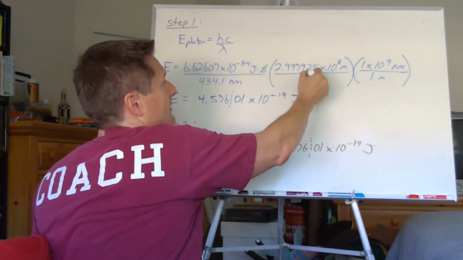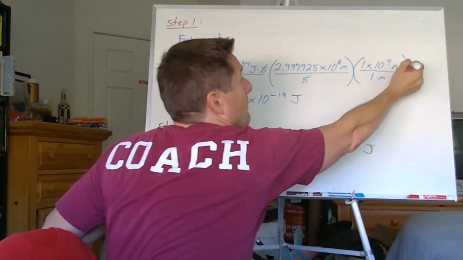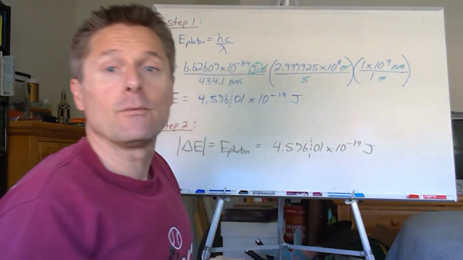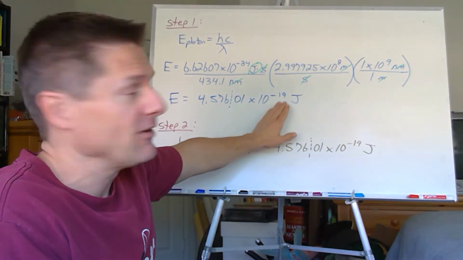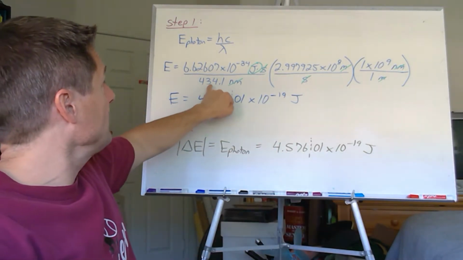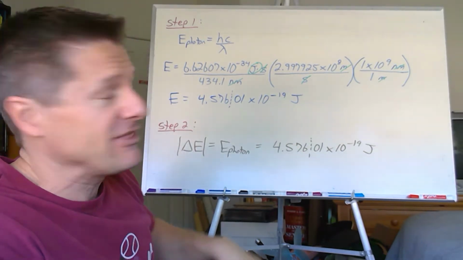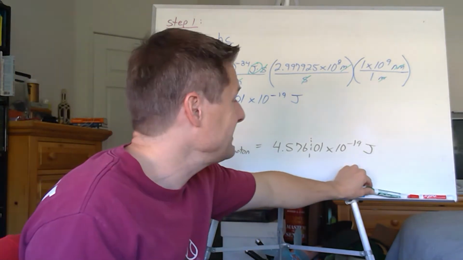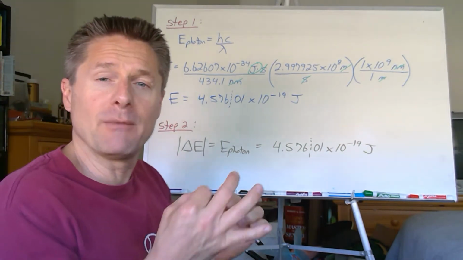So seconds cancel seconds, convert nanometers to meters, so a billion nanometers per meter. Nanometers on top, nanometers on bottom, meters on top, meters on bottom. Leaves it with joules, technically joules per photon. Remember, photons have real tiny numbers, and if you want to convert that to kilojoules per mole, it gives you a more decent number, but we don't need to. So I get 4 sig figs from the wavelength, 4.57601 times 10 to the minus 19th joules, with a vertical dash line after the 6 to show 4 sig figs. So that is the energy of the photon based on the wavelength that was provided. Okay, well, that's the photon being absorbed.